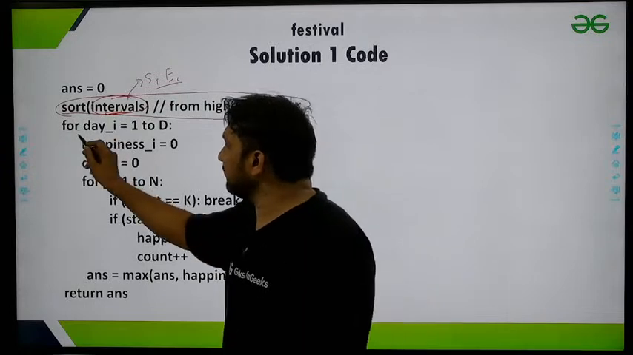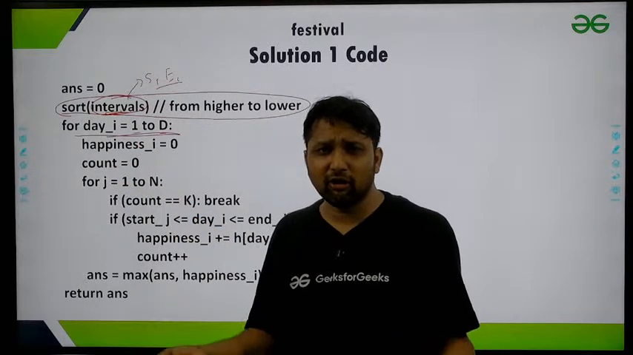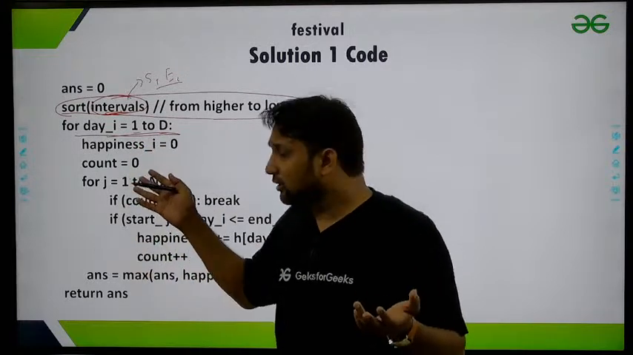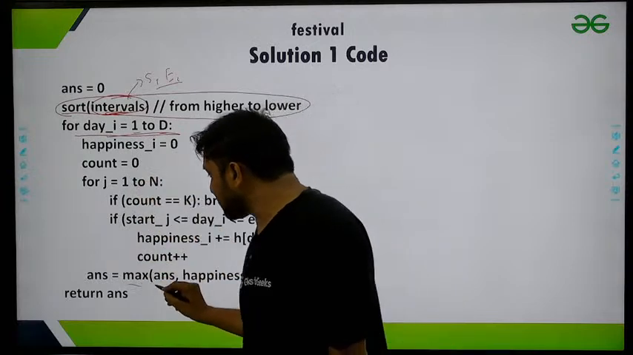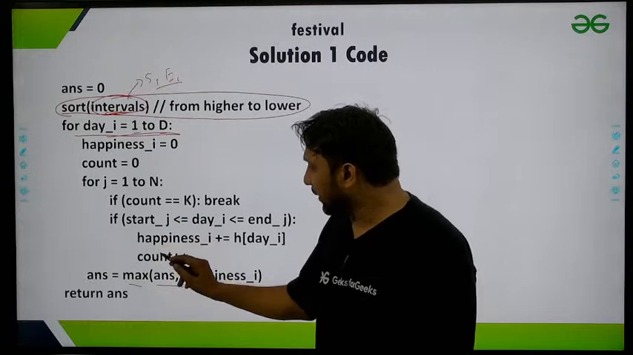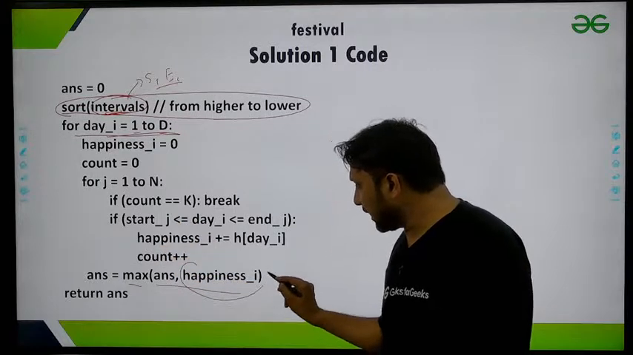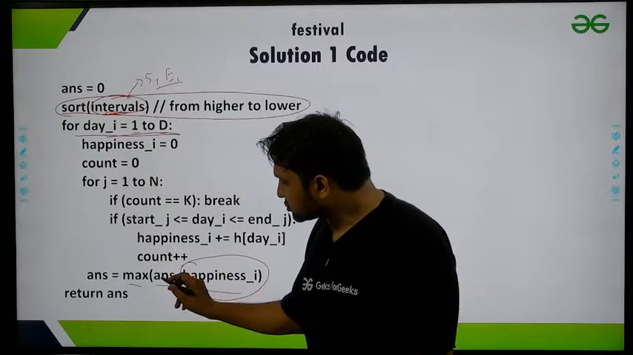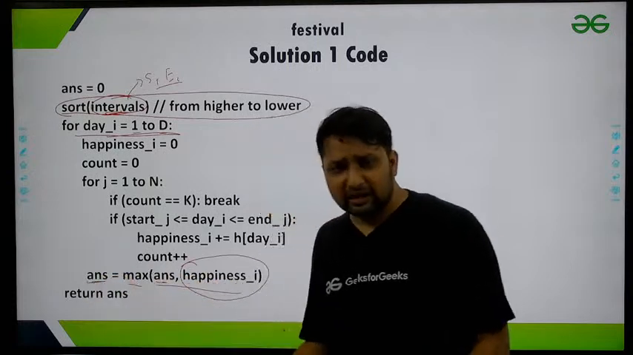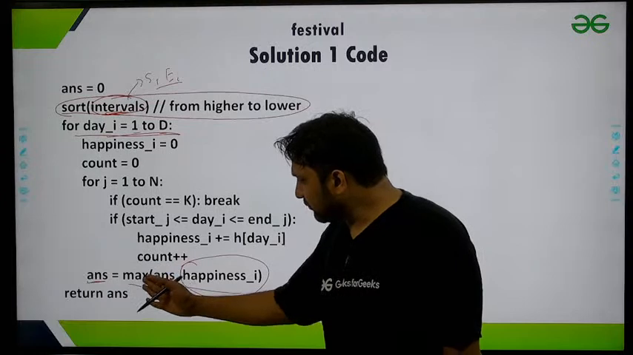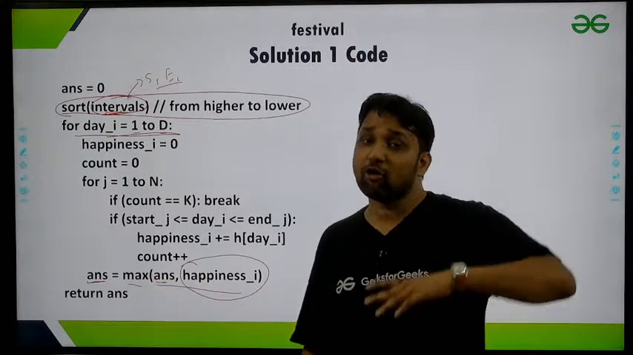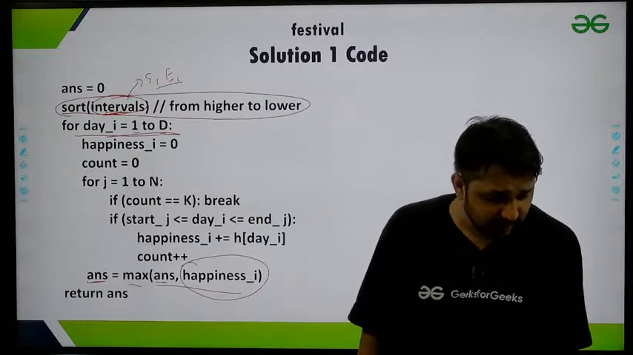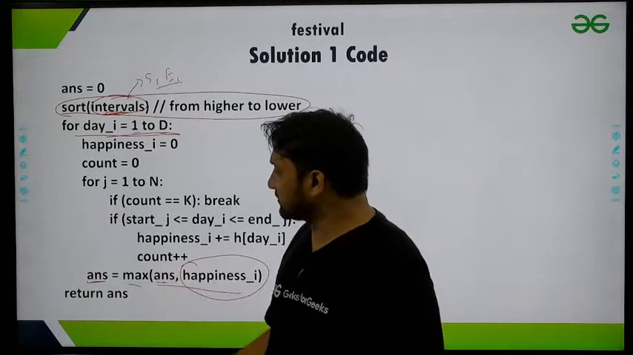After that we iterate over d days, 1 to d. We will calculate the happiness for the first day, then the second day, then the third day, and then we will see which has the maximum. We store the result in one variable, ans, and check which is maximum, the current day's happiness or the previous day's happiness. We compare and the maximum will be our answer.